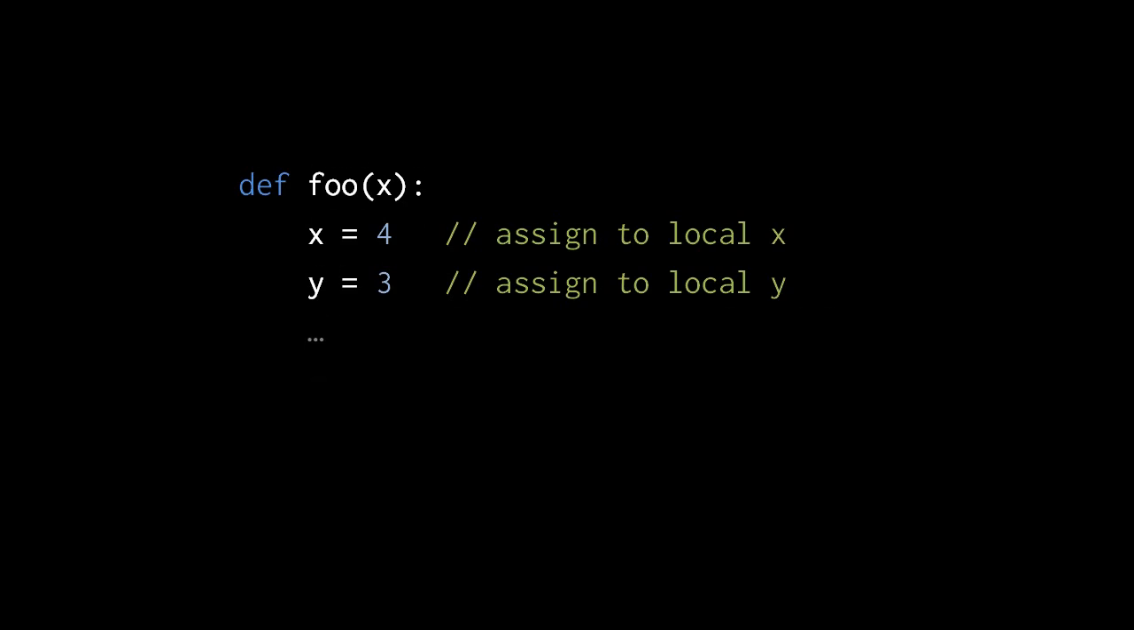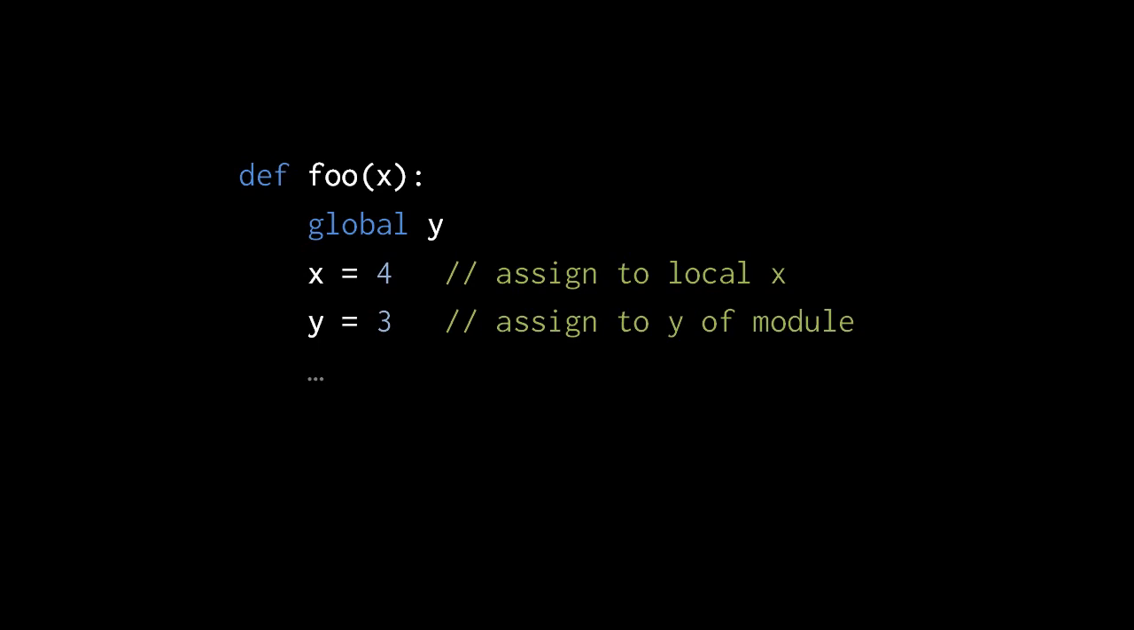And one way to do that is with the global statement. Here the statement global y is declaring that in this function y refers to a global variable. Global here meaning really a variable of the module. So now the assignment of 3 to y is assigning 3 to y of the module, not a local variable y. There is no local variable y in this function.